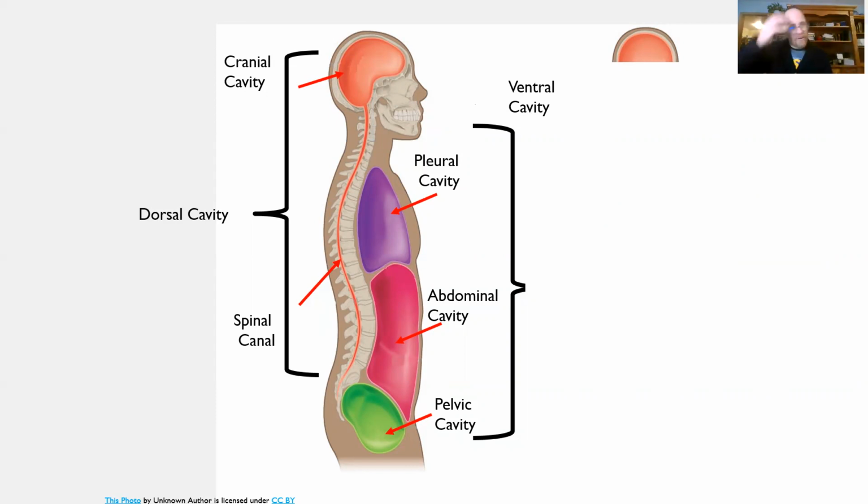So once again, cranial cavity, skull, and spinal canal, and inside of those cavities is cerebrospinal fluid, in which my brain and spinal cord float. The pleural cavity, where my lungs live; the abdominal cavity, my abdominal organs; the pelvic cavity, bladder, urinary organs, reproductive organs.